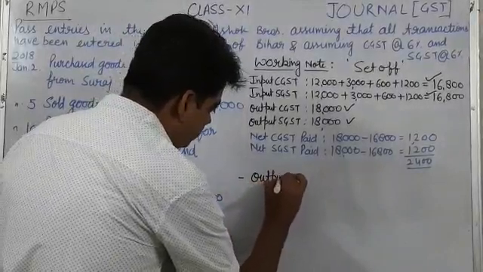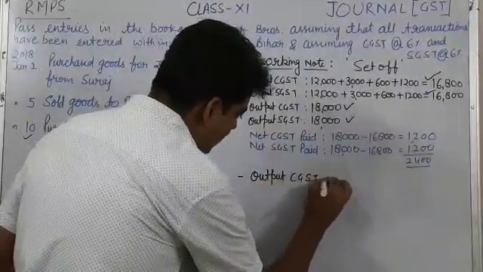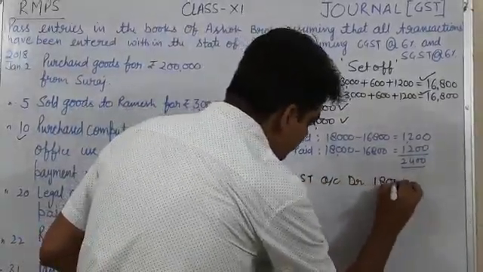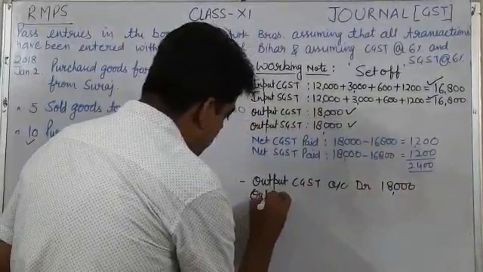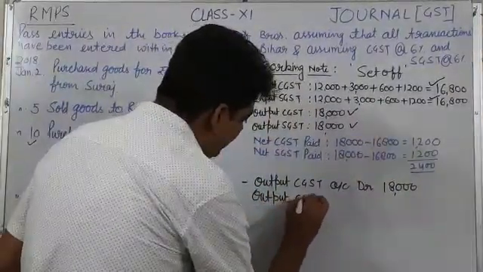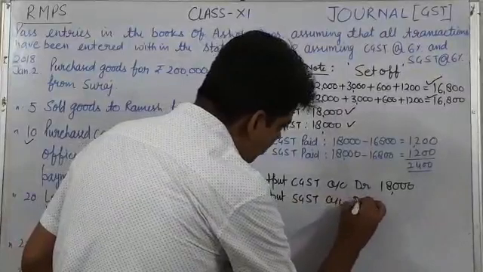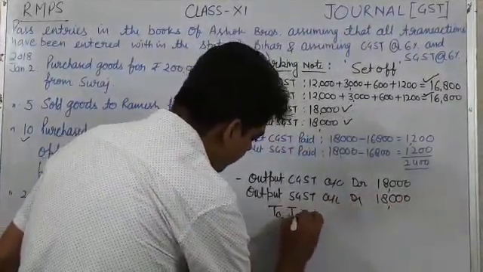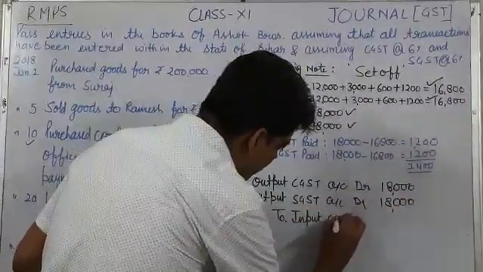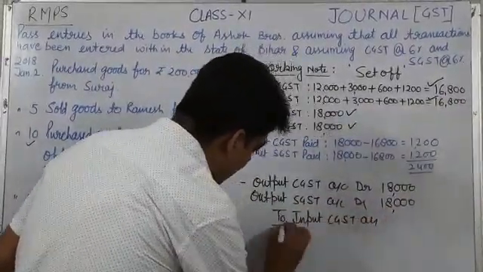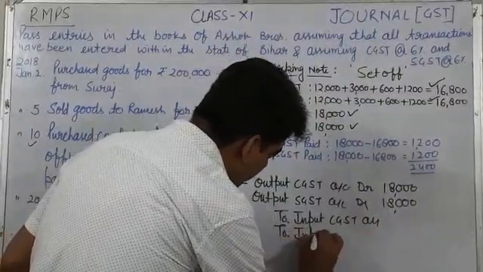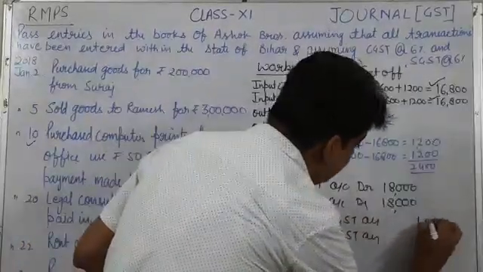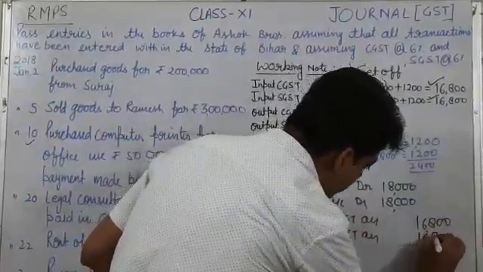Output CGST account will be debited by 18,000 and output SGST account will be debited by 18,000 to input CGST account and to input SGST account, that is 16,800 and 16,800.